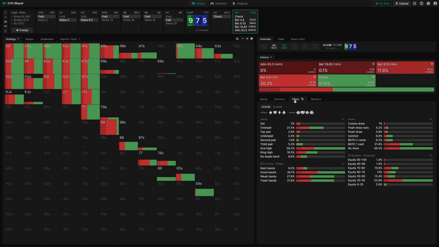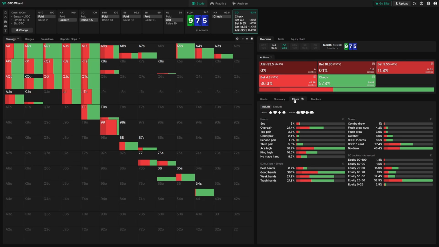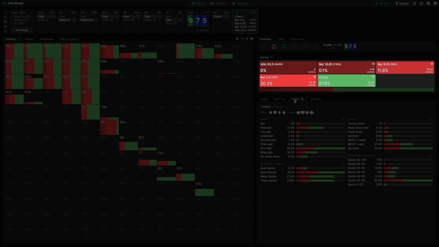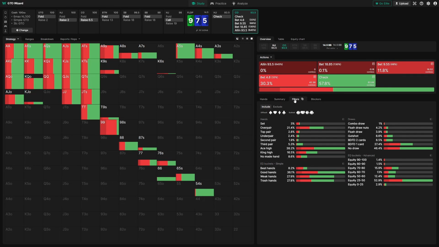So for example, if I select sets, now my strategy at the top shows just my strategy for sets, and you can see they're mostly betting. I can do this for any type of hand class or draw, or any combination thereof. Again, the idea is to minimize the amount of stuff you have to think about so that you're getting more for your study time. We're trying to group strategically similar spots together, strategically similar hands together, and try and take away as much information as possible with the least amount of time.